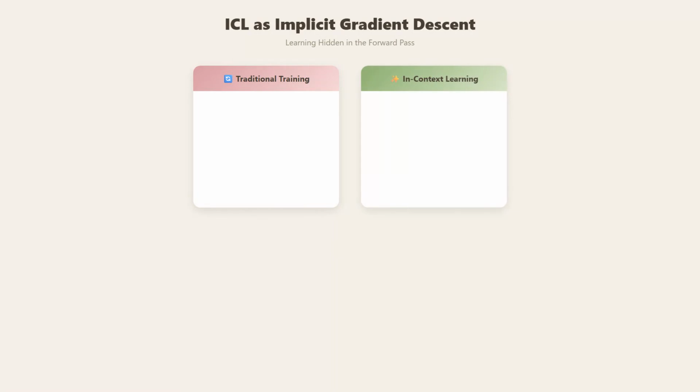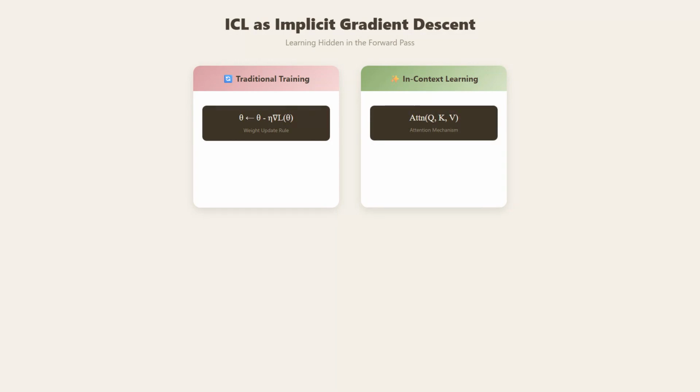Here's a fascinating theoretical insight. Some researchers believe that in-context learning is actually implementing something similar to gradient descent, but hidden within the forward pass. Let's compare the two approaches. In traditional training, you use the weight update rule: theta equals theta minus eta times the gradients of the loss. This happens over many iterations. You compute the loss on your data, calculate gradients through backpropagation, and update the model weights.